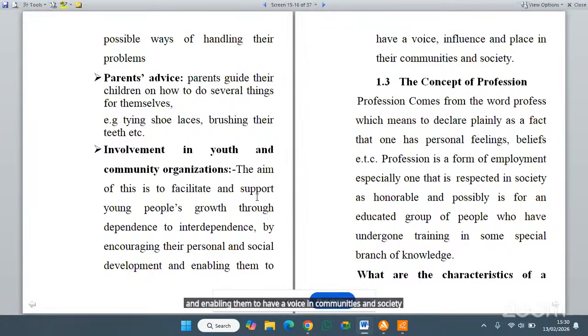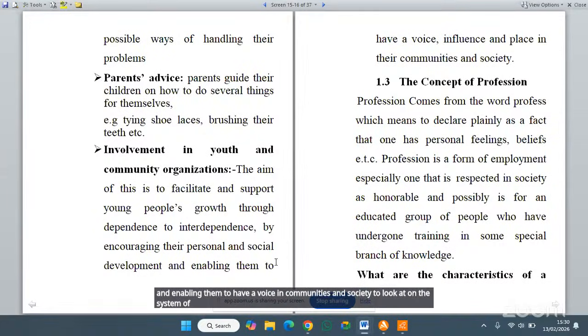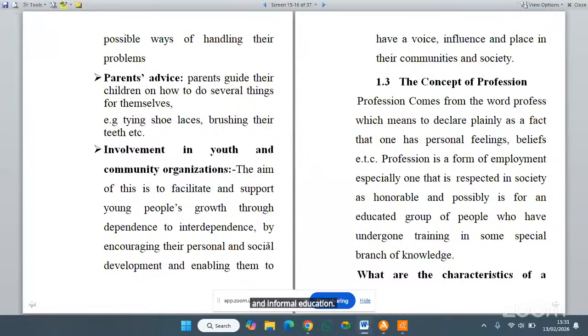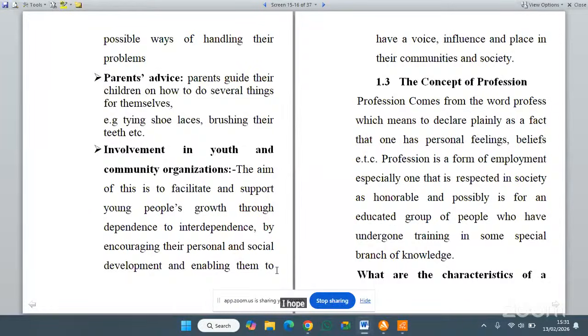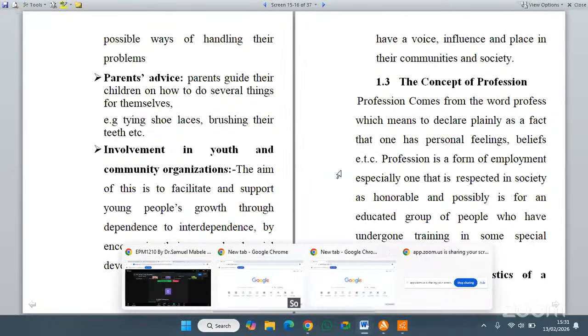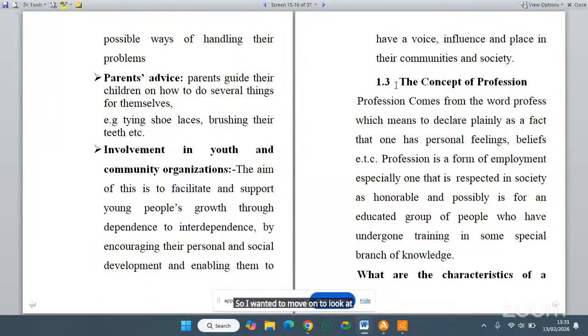So we have looked at the different systems of education, involving the three main types: formal education, non-formal education, and informal education, where there were disruptions because of some work that was going on next door. I hope when you go through the notes and the module, you're able to grasp deeper what we have said. So I want us to move on to look at the concept of profession.